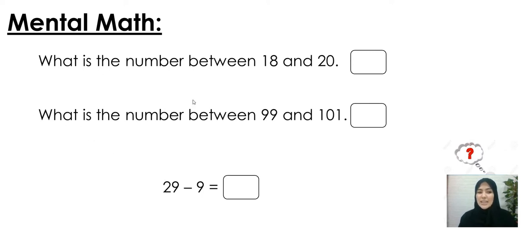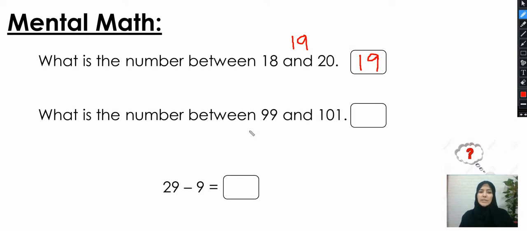Okay, so let's see. The number between 18 and 20. What is it? Between means in the middle. 18, 19, 20. So the one between is the number 19. What is the number between 99 and 101? So in between, in the middle, will be 99, 100, 101. So the answer is 100. And 29 minus 9 is 20. When we count back, we get 20.